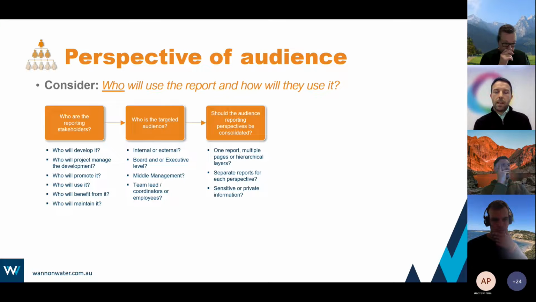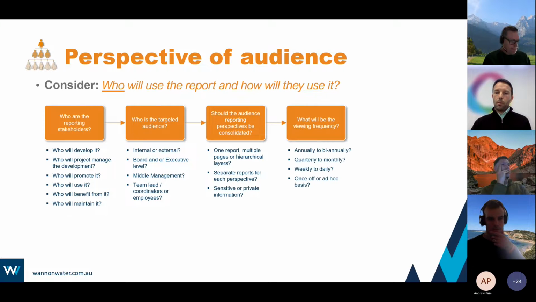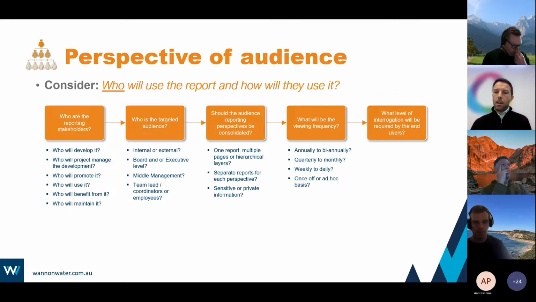So what do I mean by that? Should they be separate reports, or can they all be housed in one report with different levels, as I showed before? There's obviously sensitivity and privacy information to consider. If you're going down the one report perspective, stuff that the board doesn't need to know, things like that. So what will the viewing frequency be? Annually, quarterly, weekly, one-off ad hoc analysis that you just need to know for a business case or something like that. What level of interrogation will be required by the end users?